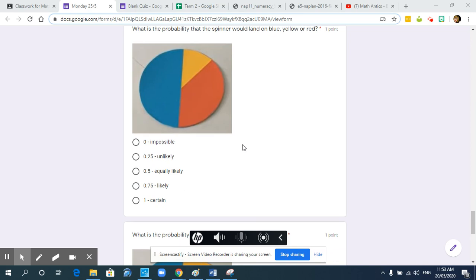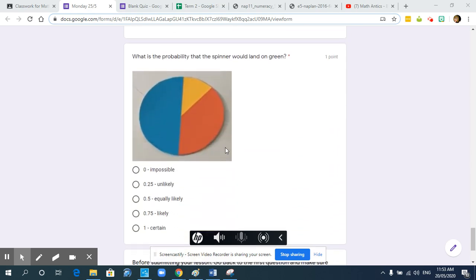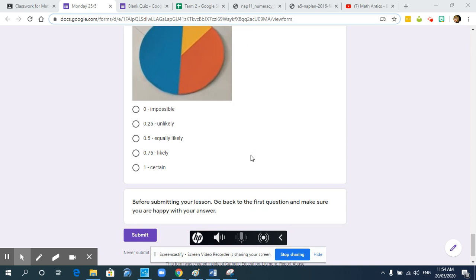Watch the video. What is the probability that the spinner would land on green? 0, impossible, 0.25, unlikely, 0.5, equally likely, 0.75, likely, 1, certain.